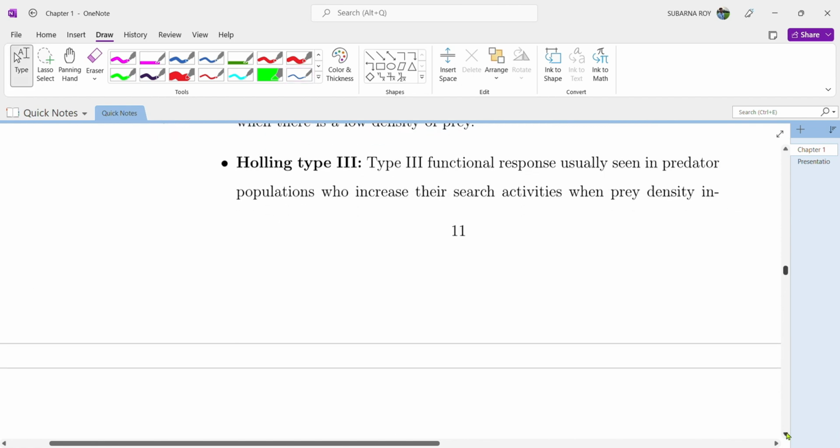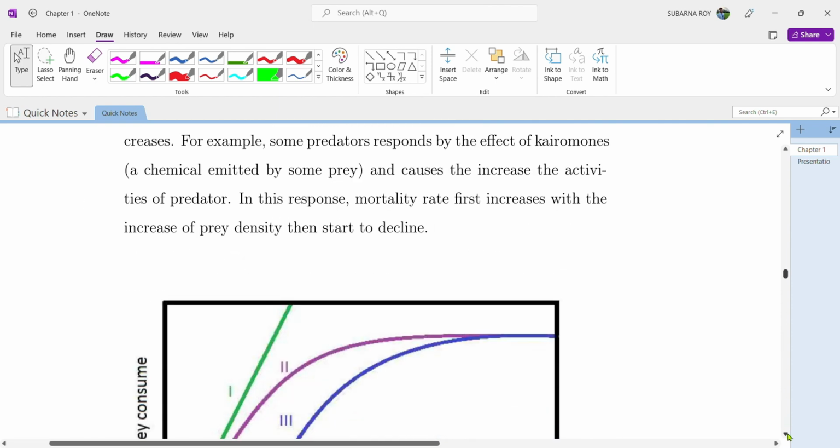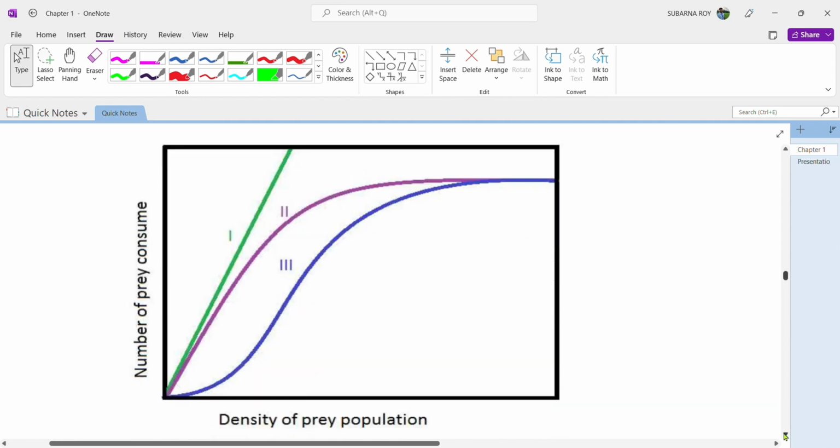Type 3 functional response is usually seen in predator populations which increase their search activities when prey density increases. For example, some predators respond to pheromones, which are chemicals emitted by some prey, and cause an increase in the activities of the predator. In this response, mortality rate first increases with the increase of prey density, then starts to decline. Graphical representation of the three functional responses.